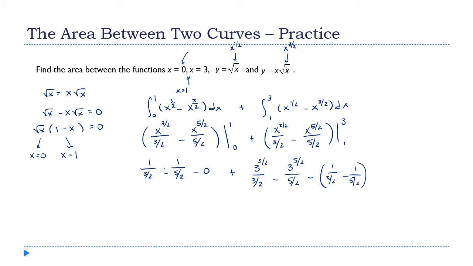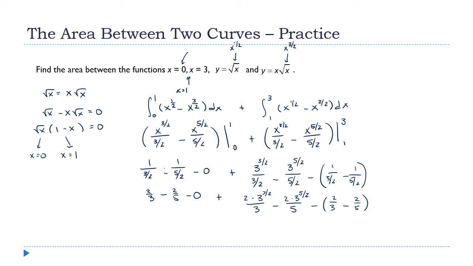Okay, so let's say now we got some cleaning up to do. This is 2/3 minus 2/5 minus 0 plus 2 times 3 to the 3 halves over 3 minus 2 times 3 to the 5 halves over 5 minus 2/3 minus 2/5. Okay, 2/3 minus 2/5.